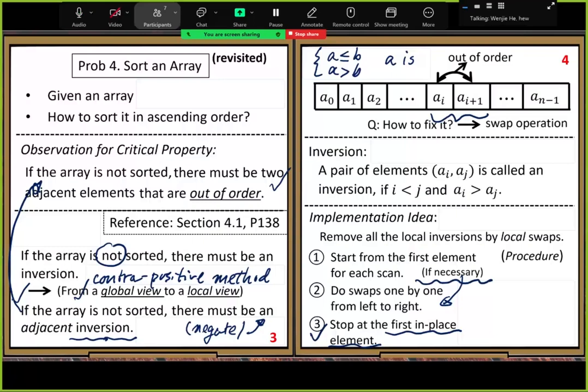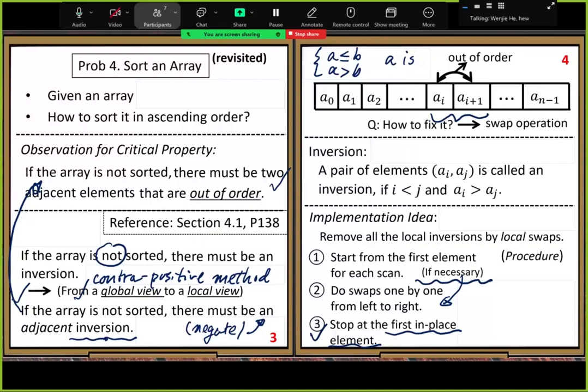When you reach the end, the largest element is in place. The second round, you push the second largest element to the current end, because the first end is already in place, so you won't touch it anymore.